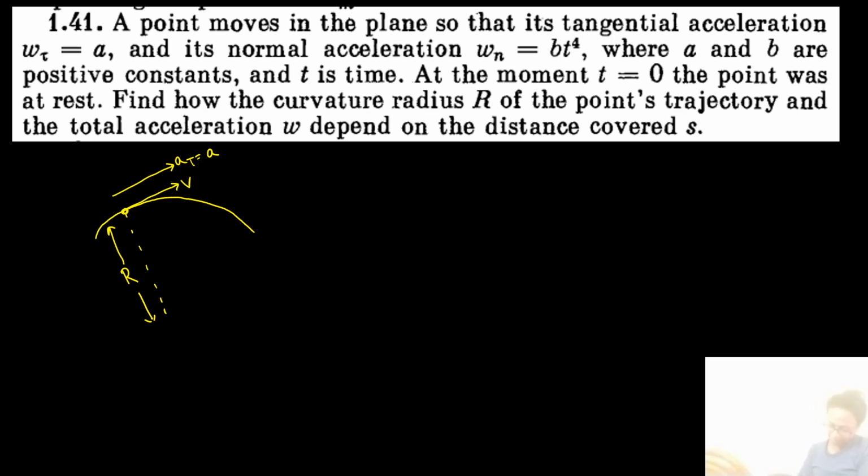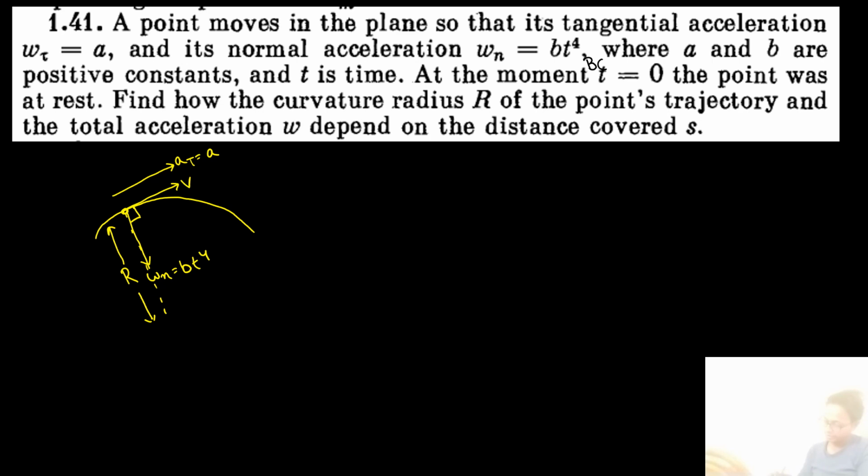The normal acceleration is given by b t to the power 4. Its normal acceleration is b t to the power 4, where a and b are positive constants, and t is time. At the moment t equals 0, the point was at rest. That means they're giving boundary conditions here.